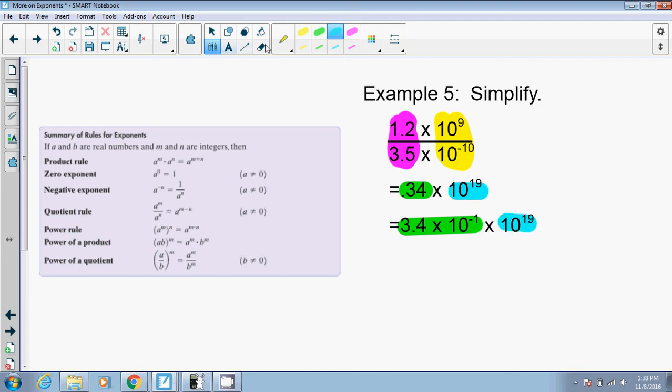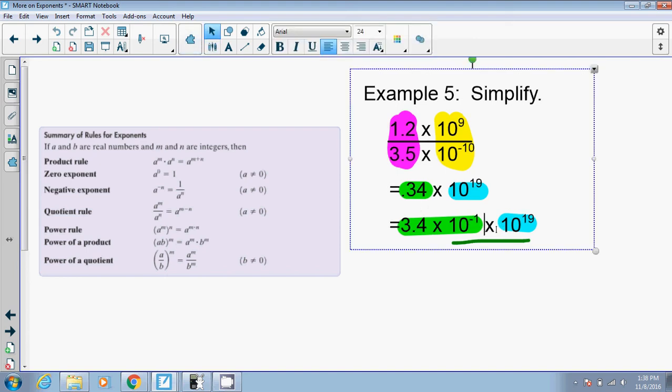But the last thing we need to do is we need to combine what we can. We know we can combine these 10 powers. So when we're combining those powers of 10, we get 3.4 times 10 to the, notice this is the product rule because I'm multiplying two exponential expressions with the same base. So I add the exponents. Negative 1 plus 19 gives me 18.